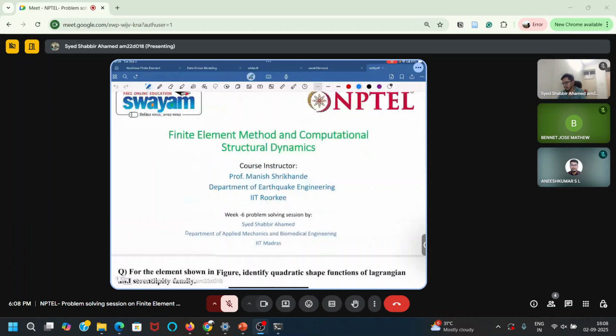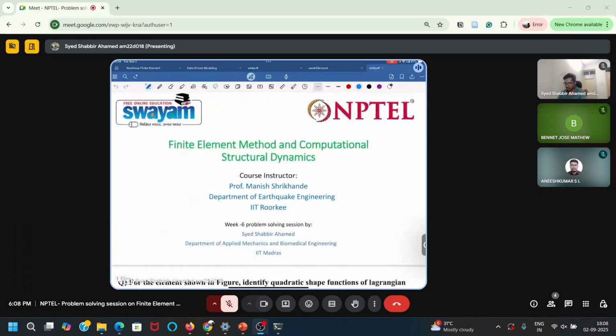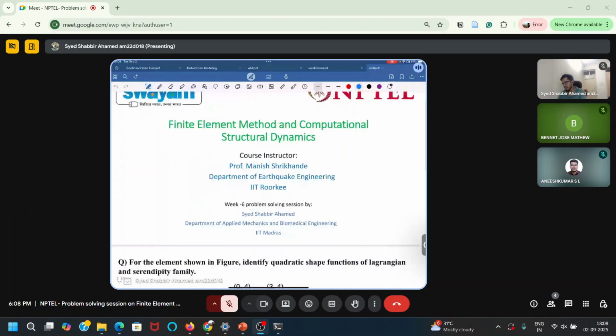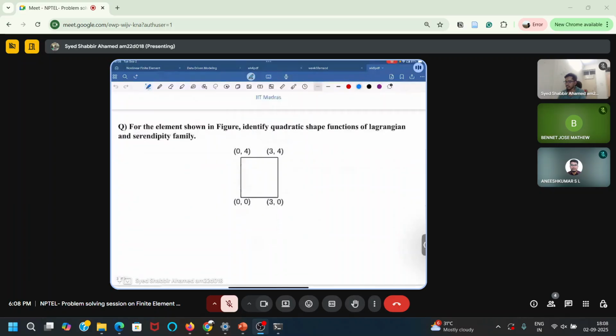There are a lot of things which were discussed, but instead of just going through the concepts, which will be difficult, it will be easier to understand by doing and solving some problems. So let's take this. This is a quadrilateral element. Now I want to find out the shape functions using the Lagrangian and serendipity families.